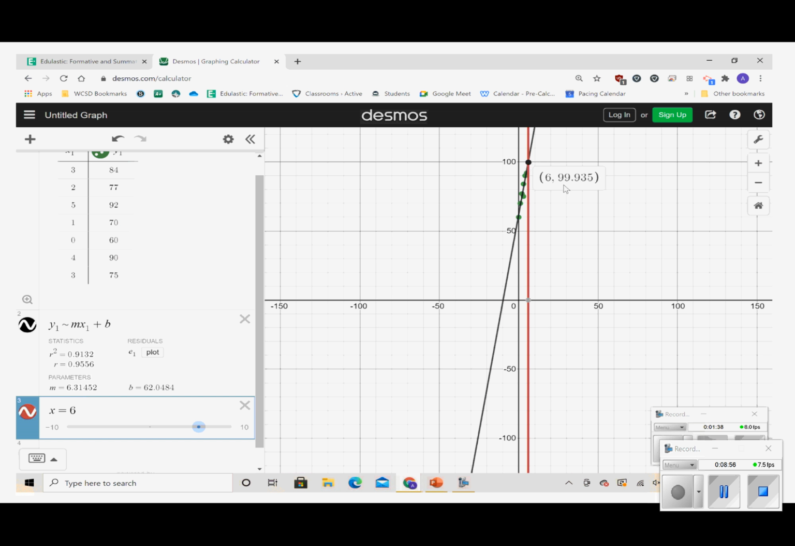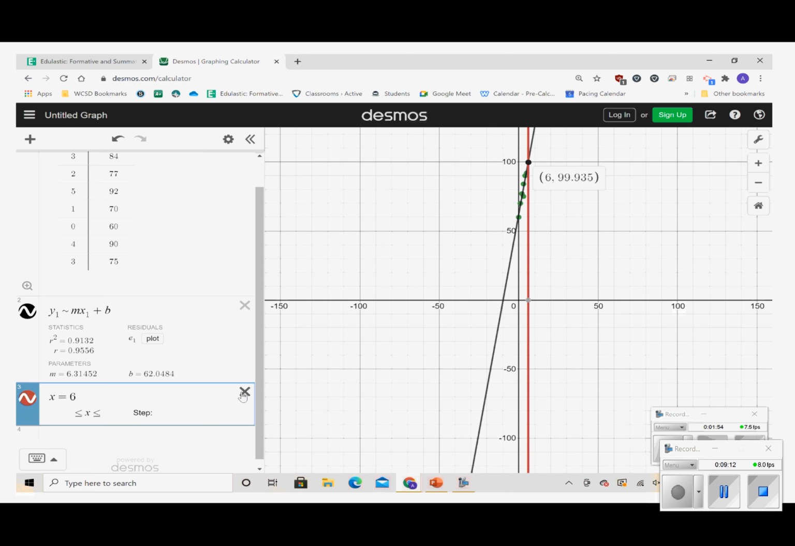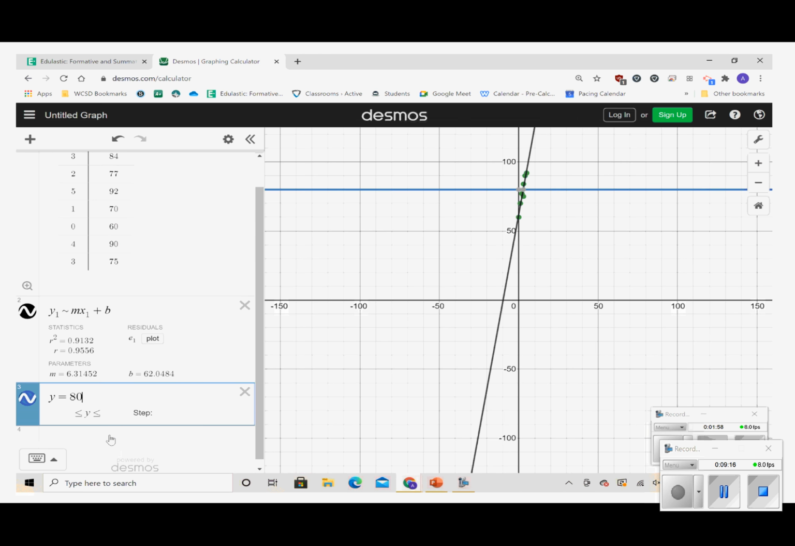6 hours is going to get you probably 100%, which would be great. That would be absolutely awesome, okay? So 6 hours predicting will get you close to 100%, 99.9, all right? Predict how many hours a student studied. We got an 80. Now the 80, that's my y value, so you're going to do y equals 80. You're going to see where those two intersect.